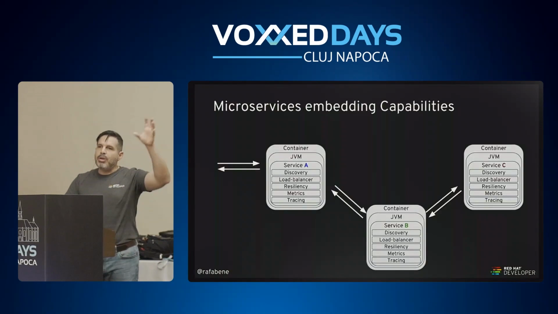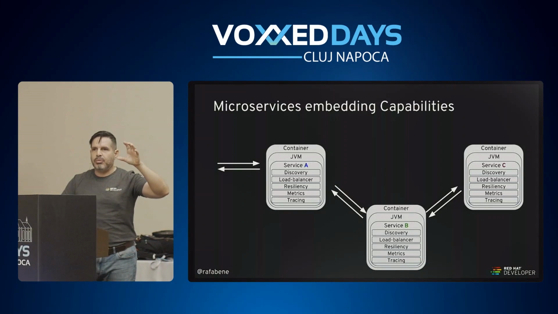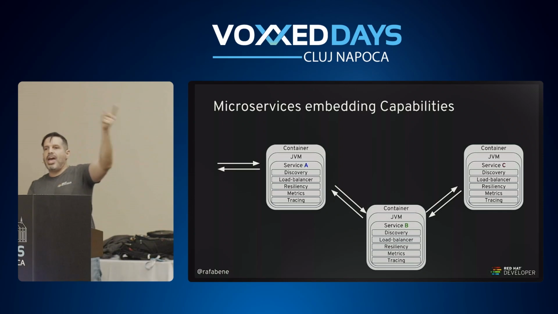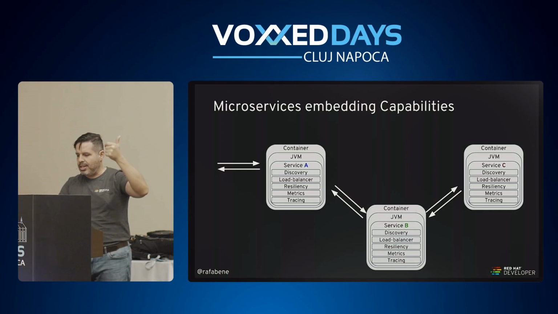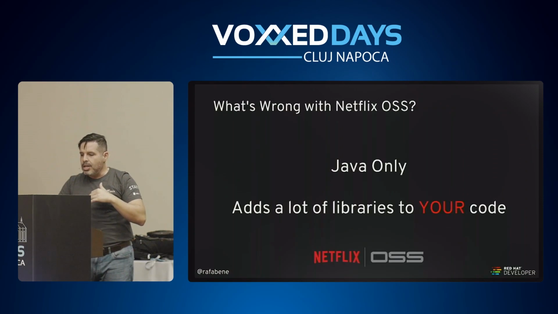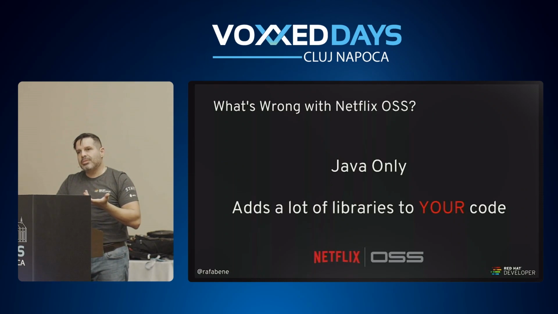So every microservice now, if you are using Service A, needs to provide discovery, load balancer, resilience, metrics, tracing. Then it needs to access Service B, which will also provide service discovery, load balancer, resilience, metrics, tracing, and the same for Service C, right?